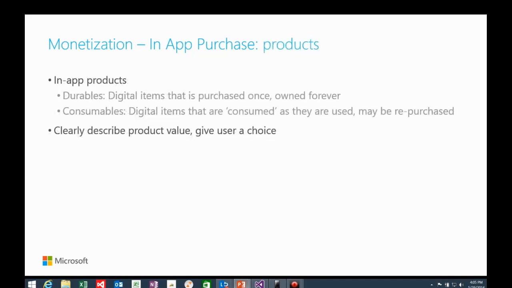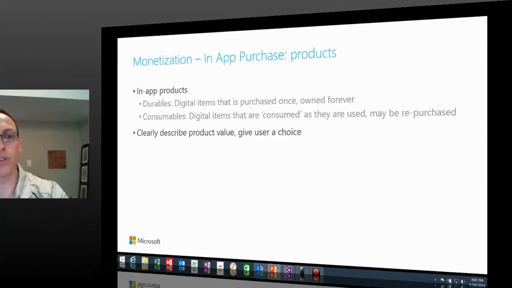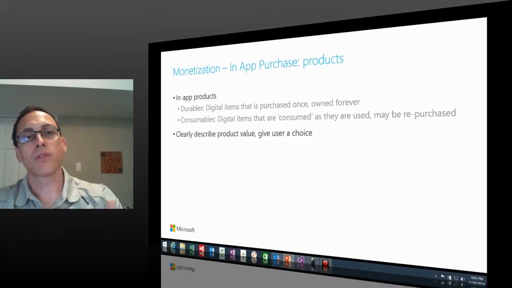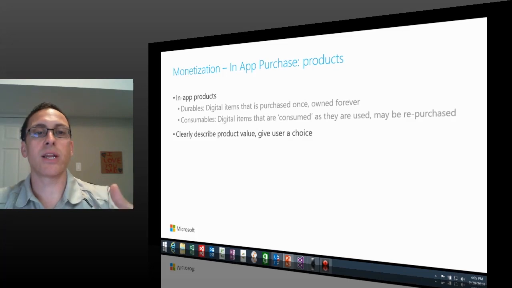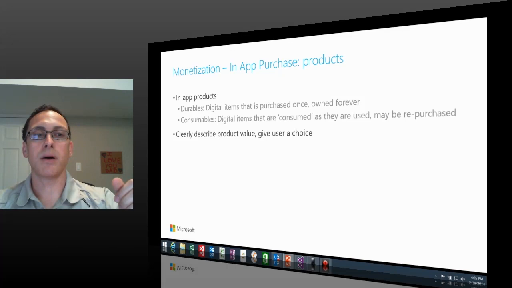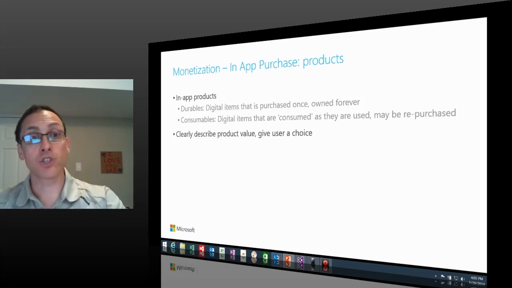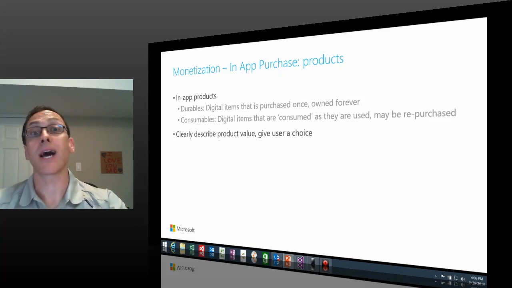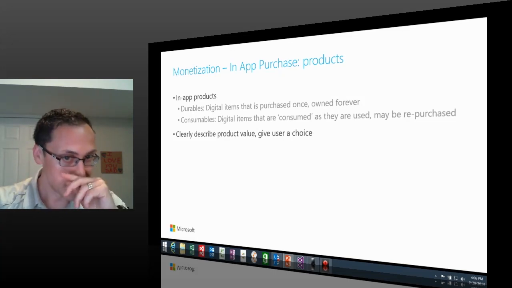So when we talk about in-app products, there are basically two types of products. There are durables. Durables are digital items that are purchased once and owned forever. A good example of that is if I'm playing a game and I download a new level of the game, then that's a durable. A consumable is an item that's consumed. Again, in the game scenario, it's kind of like a digital currency or something like that that allows me to upgrade features. I purchase it, I use it, and I have to purchase more to get more functionality.